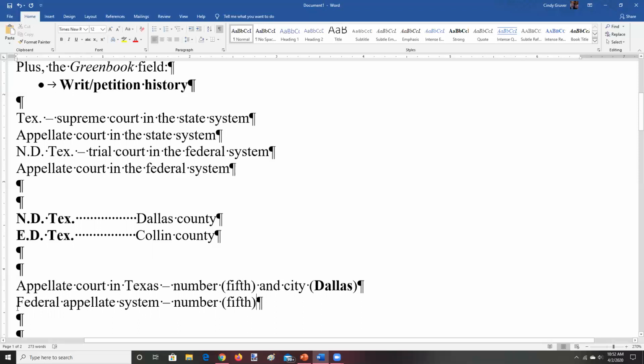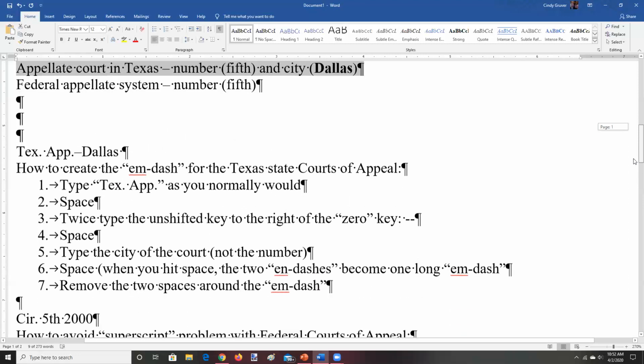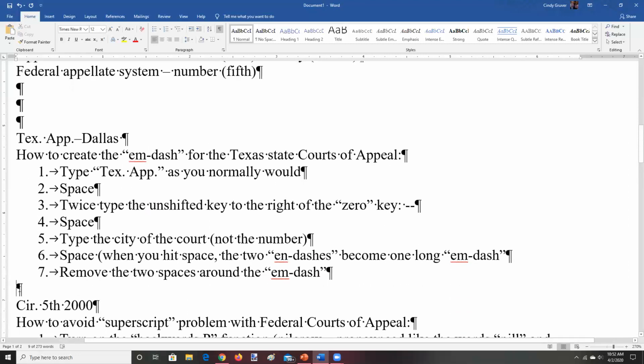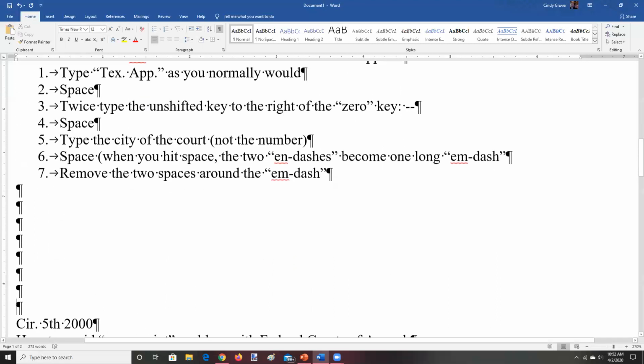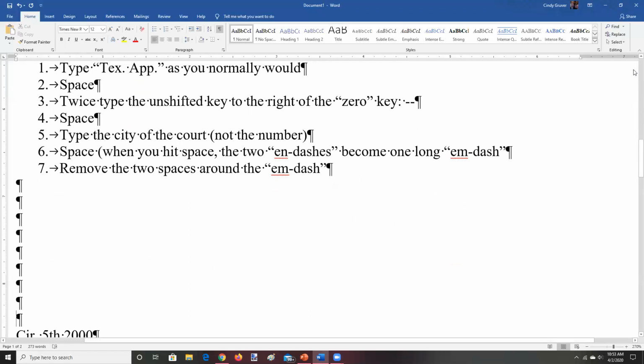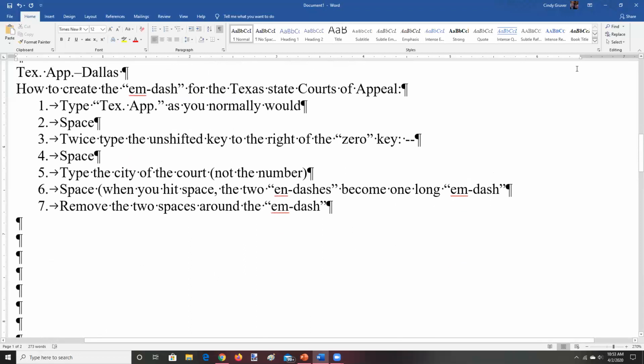Okay, so we're going to focus on this one first, how to get this right. I have some instructions here. We're going to actually go through them. Just add a few more spaces here so we have a little bit of area to work with. So here is a 7-point system. This is how we want it to look when we're done. We'll do text, period. So this looks just like what we do for the Texas Supreme Court. Then we're going to have a space.